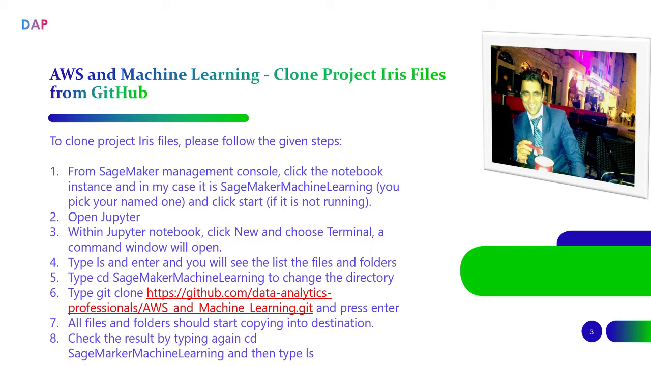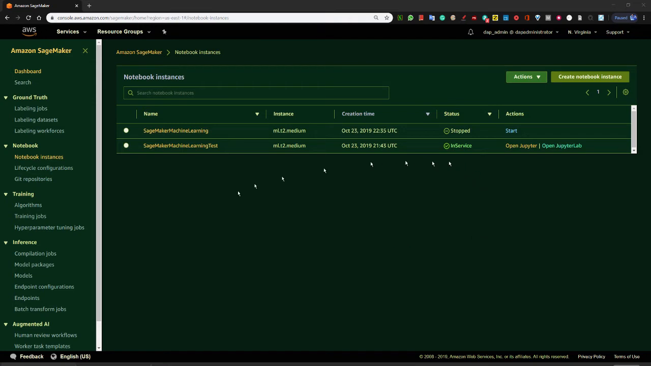After you do point number 6, all files and folders should start copying into your destination. We can check the results by going into cd, going into that directory, then typing ls and seeing the result. But we can also go straight forward. I will show you the visual way also to do that. So these are the instructions if you want to try some of them, and some you can add or subtract as per your requirements.